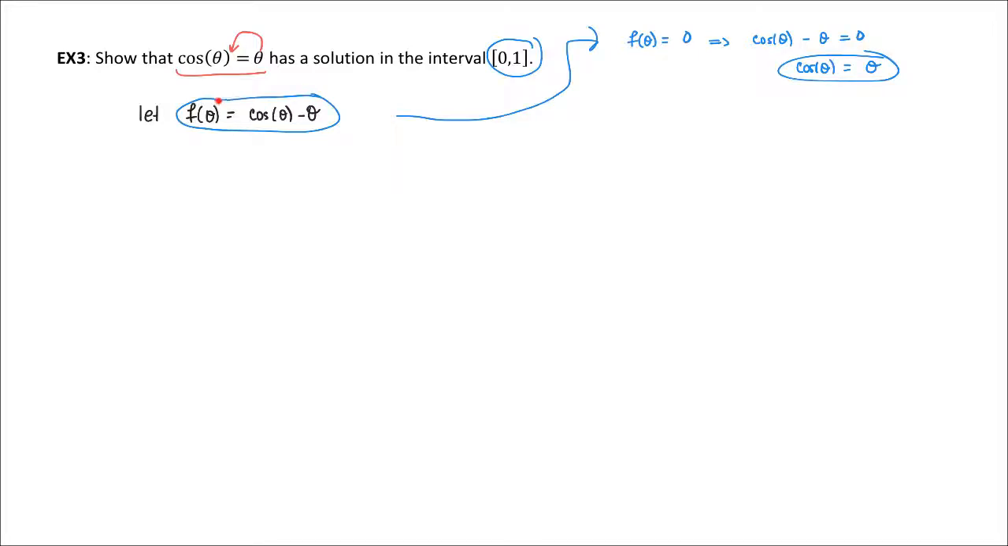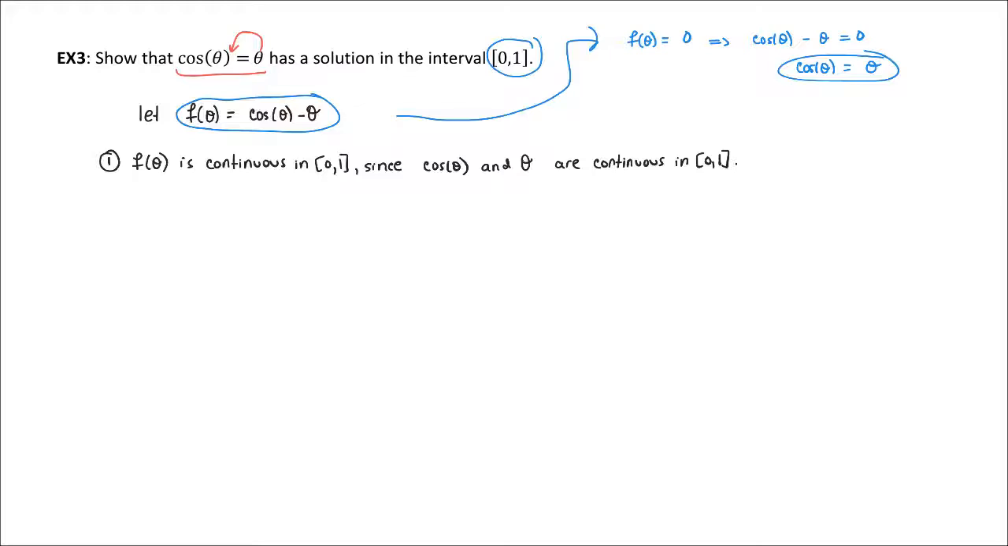So let's go ahead now and work with f of theta. And now that we have a function, we can apply the IVT to that function. So condition number 1, as always, continuity. We're going to say here that f of theta is continuous in the closed interval 0, 1, since cosine of theta and theta are continuous. They are both continuous in 0, 1.